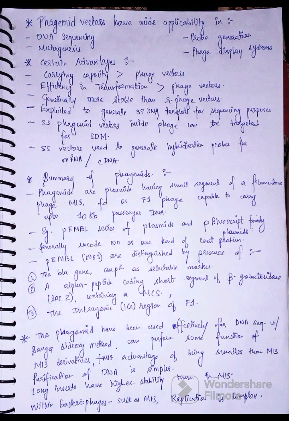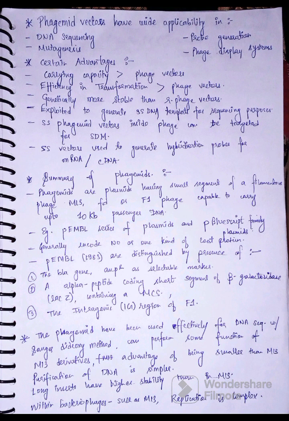Phagemids generally encode no coat protein or one kind of coat protein. It has a gene responsible for only one kind of coat protein, or it may not even code for that. pEMBL, discovered in 1983, is distinguished by the presence of the bla gene, which has ampicillin resistance as a selective marker. It has an alpha peptide coding short segment of beta galactosidase, the lacZ gene we talked about in the last segment, containing multiple cloning sites, right? It also has the intergenic sequence region of the phage f1, right?